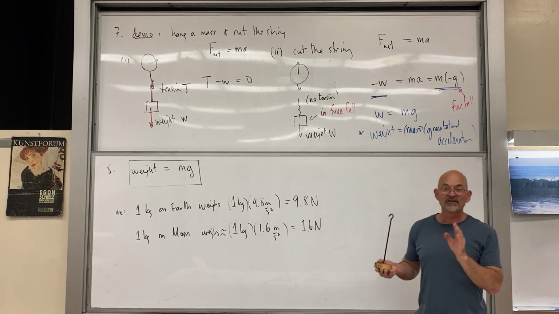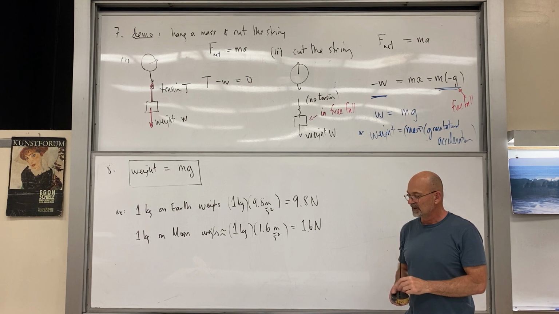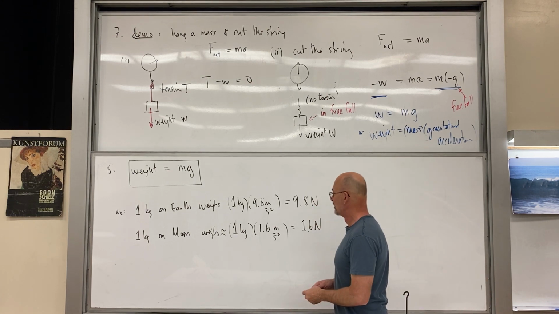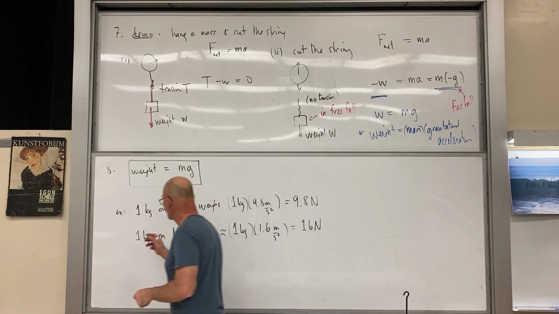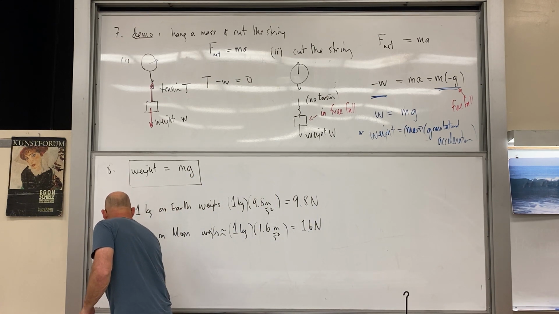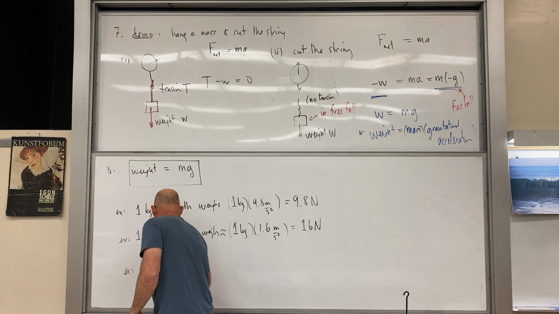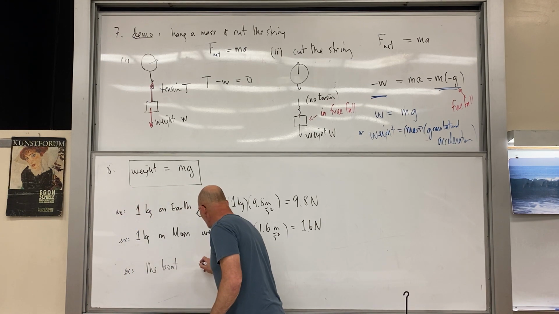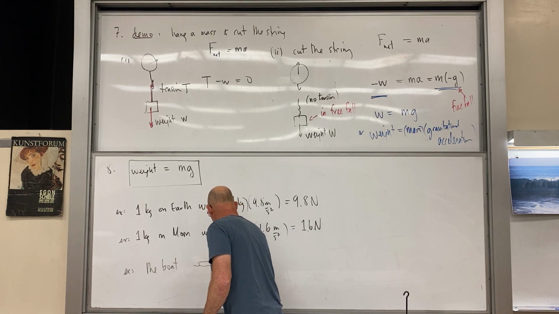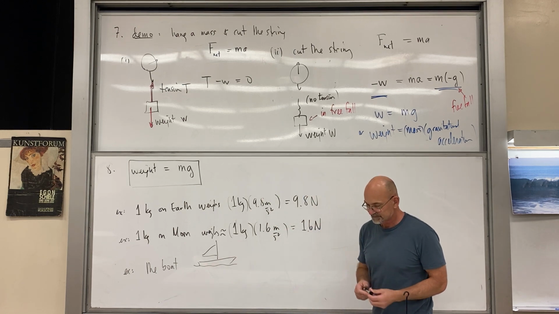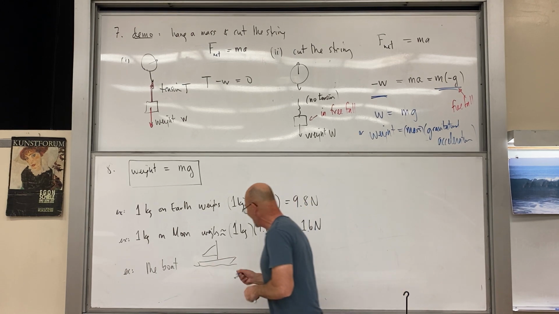Now, if I go back to that sailboat, if I have a boat, so here's a second example. Returning to the boat here in the water, there's the boat, got the sail. The boat in the water, it has a weight.